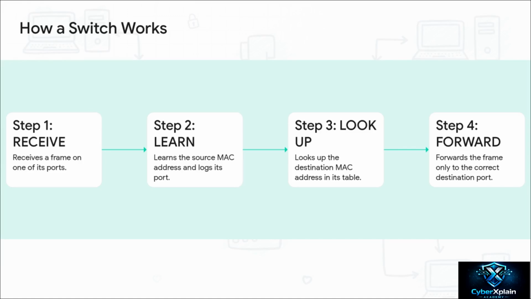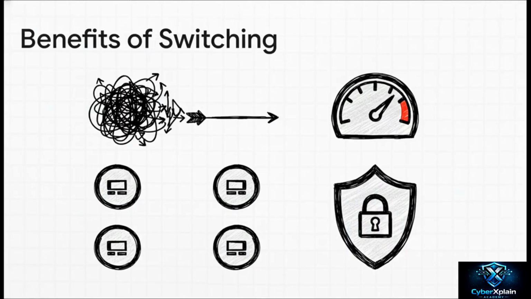Then it looks at the destination MAC address. It checks its table, and if it knows where that device lives, it forwards the frame only to that specific port. Nobody else on the network even sees it. And the impact of this is huge. By sending frames only where they need to go, switches drastically cut down on all that unnecessary network chatter, which improves speed and performance for everyone.